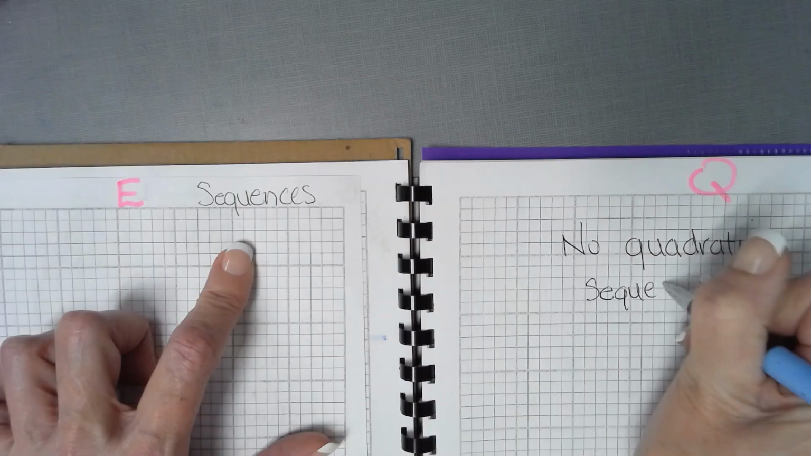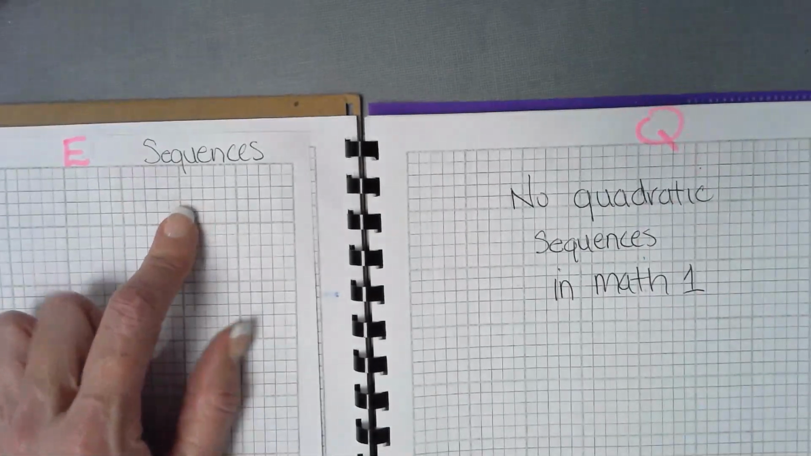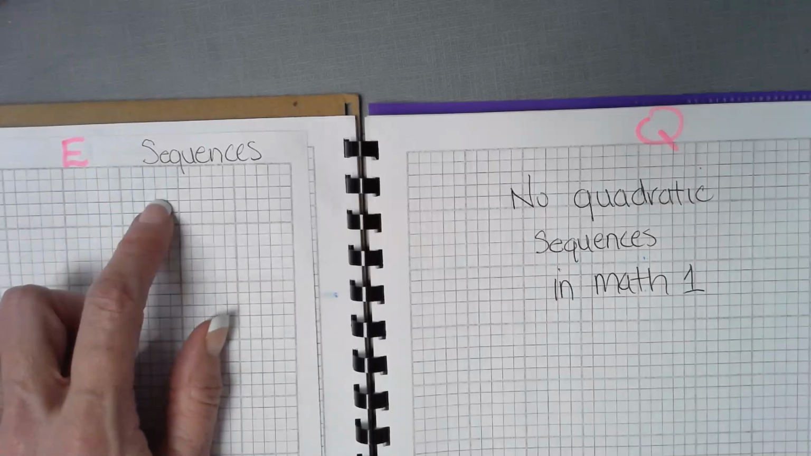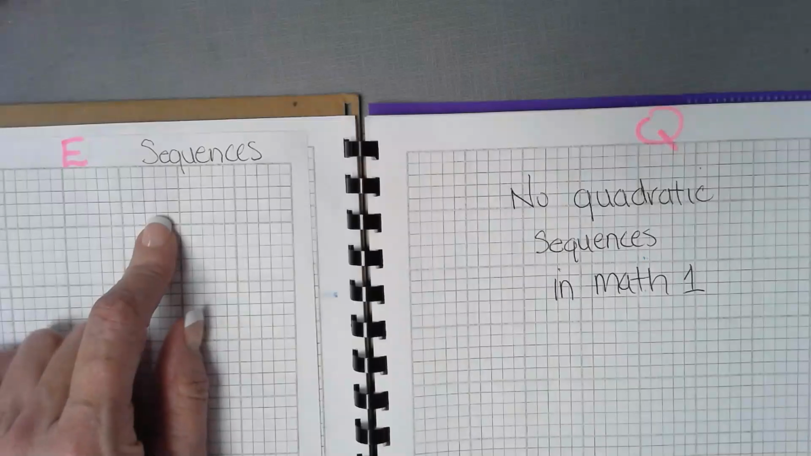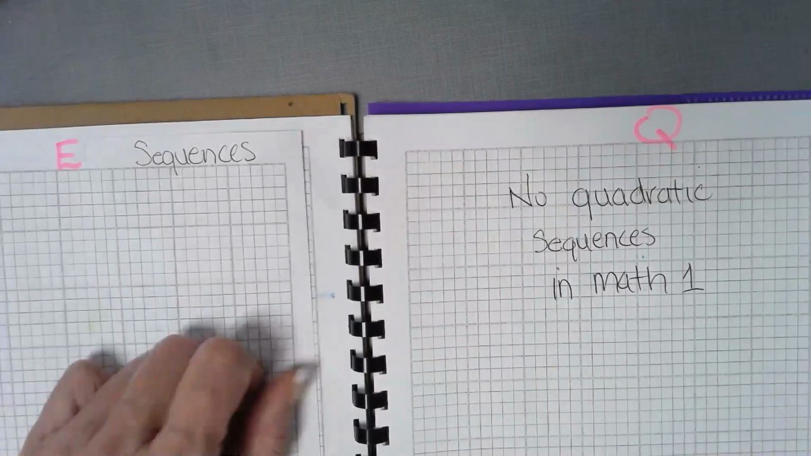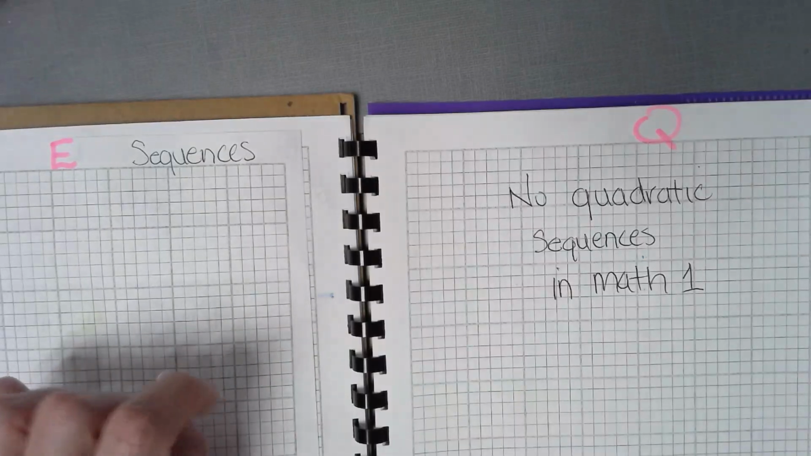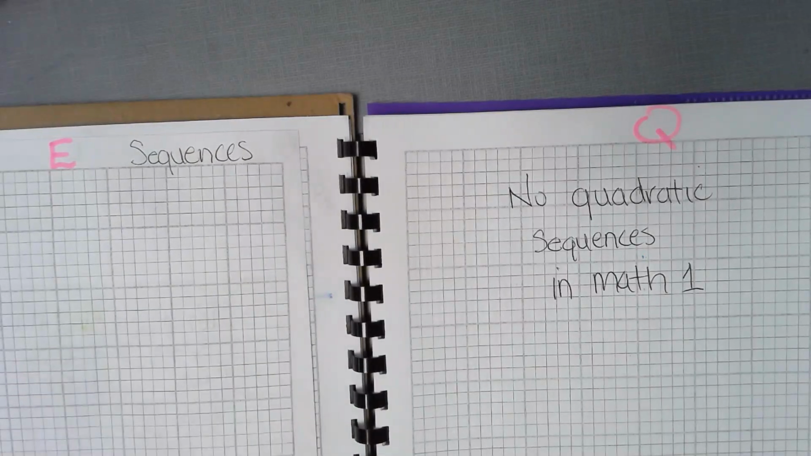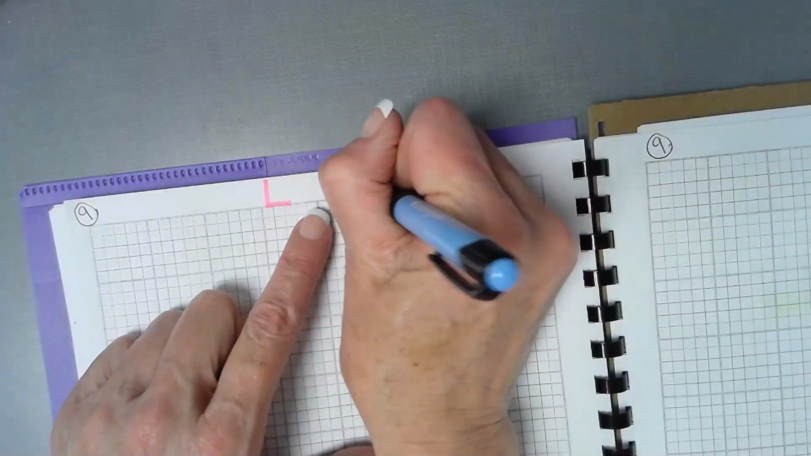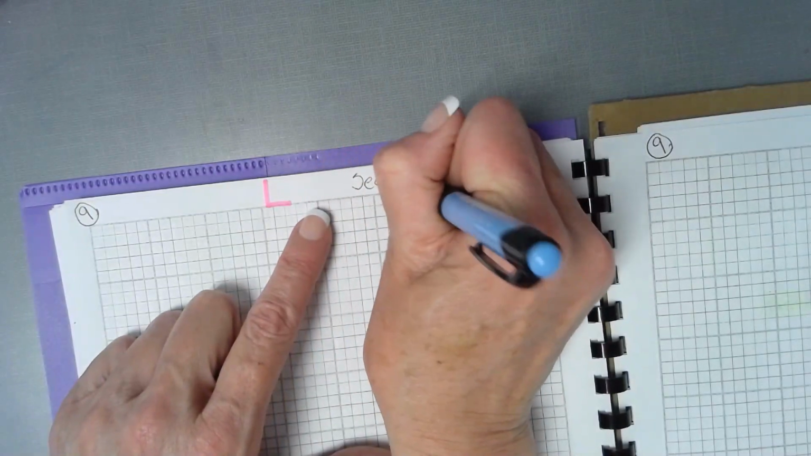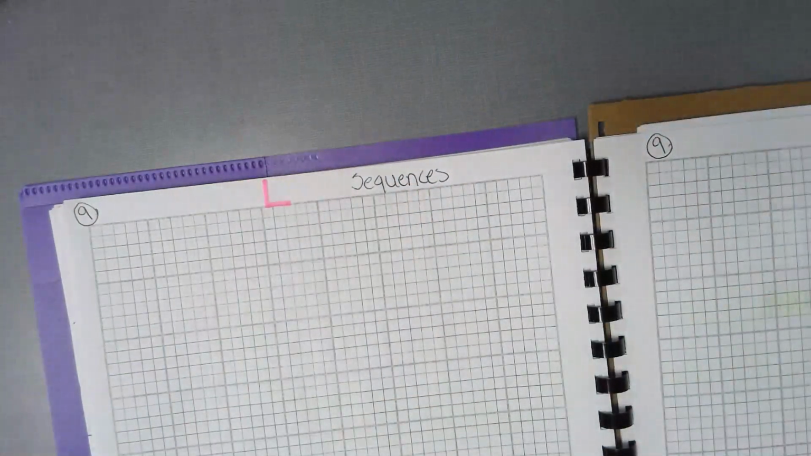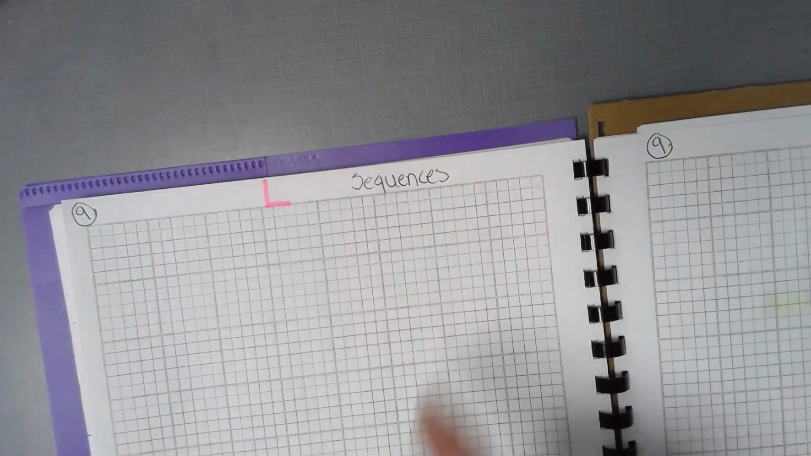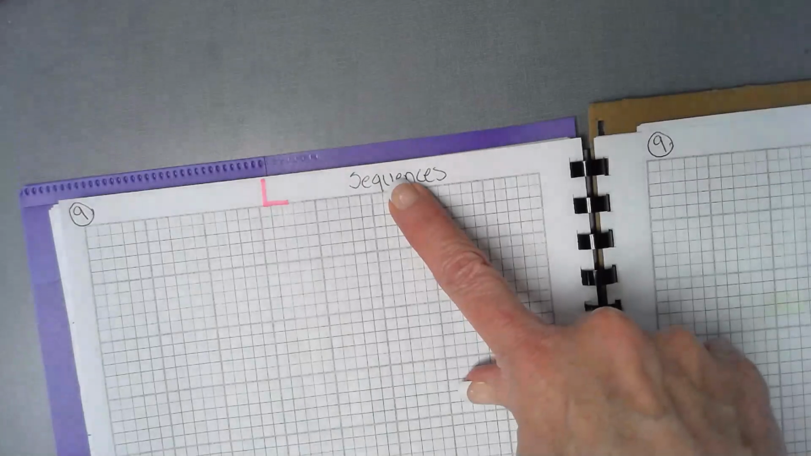We will not have quadratic sequences. That's why I wrote no quadratic sequences in Math 1. So in Math 1, we will not have any quadratic sequences, but we will have an exponential and a linear. Make sure you write this way up high. And then for linear, let's write sequences way up high. Did you put sequences on the other page? I did, and I just put it right up there real high.